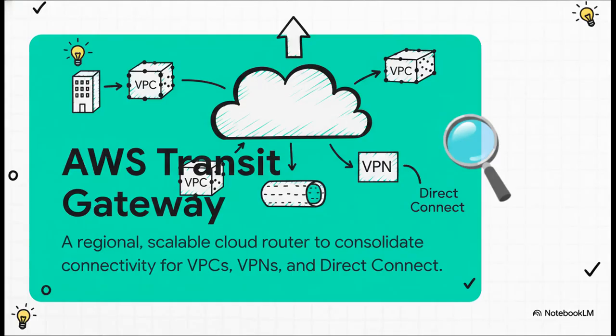Okay, so for your exam, this is the definition you need to tattoo on your brain. AWS Transit Gateway is a regional service that acts as a highly scalable cloud router. And its job? To pull together all the connectivity for not just your VPCs, but also your on-premise networks through VPN and Direct Connect. It's the one central point for everything.